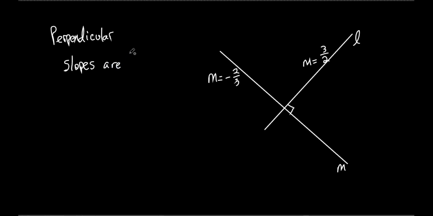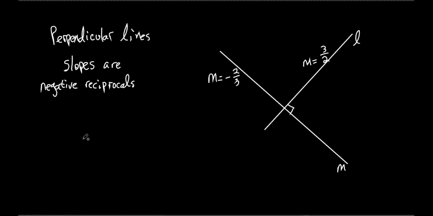Different teachers, different books could explain it different ways. This is how I've always explained it, and I kind of like this. It's negative reciprocal. What's reciprocal mean? Well, it means you just flip the number, okay? So 3 over 2, if you flip it, it's 2 over 3. But if one's positive, the other one's got to be negative. All right, so perpendicular lines, the slopes are negative reciprocals of each other.